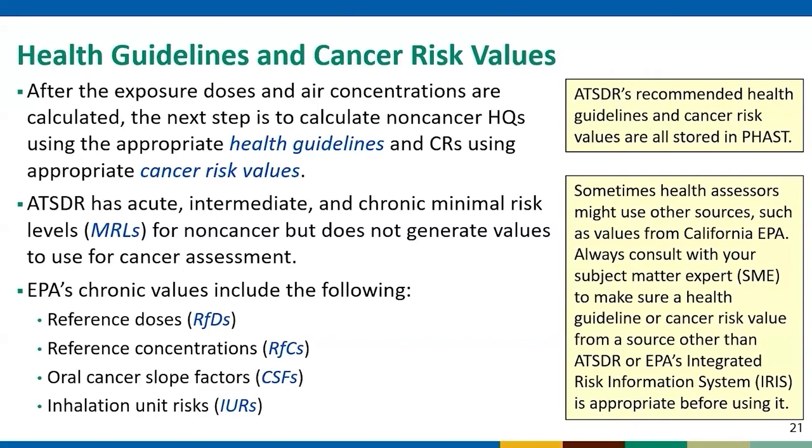For non-cancer evaluations, EPA provides chronic health guidelines that include RfDs for oral exposure and RfCs for inhalation exposure. For cancer risk, EPA develops CSFs for oral exposure and IURs for inhalation exposure. Sometimes health assessors may use health guidelines from other sources, such as values from California EPA. However, to ensure it is appropriate, you should always consult a subject matter expert, or SME, at ATSDR prior to using any health guideline from a source other than ATSDR or EPA's Integrated Risk Information System, or IRIS.